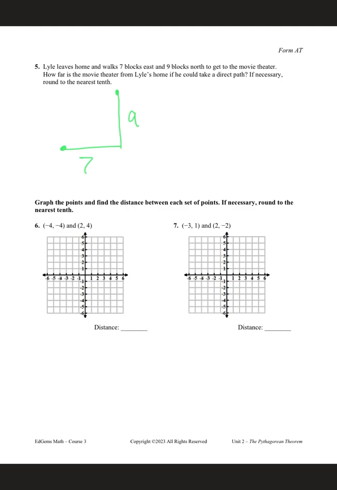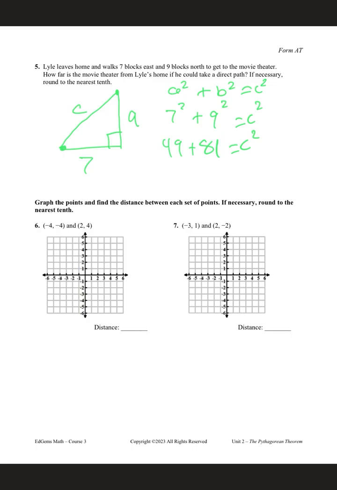How far is the movie theater from Lyle's home if he could take a direct path? If necessary, round to the nearest tens place. Okay, so that's your direct path. So that's your C. Again, good old Pythagorean and his theorem. So we've got a squared, which is 7 squared, plus b squared, which is 9 squared, equals c squared. 7 squared, 7 times 7, 49. Plus 9 squared, 9 times 9, 81. Basic math facts, right? That's why we practice those. Equals c squared.